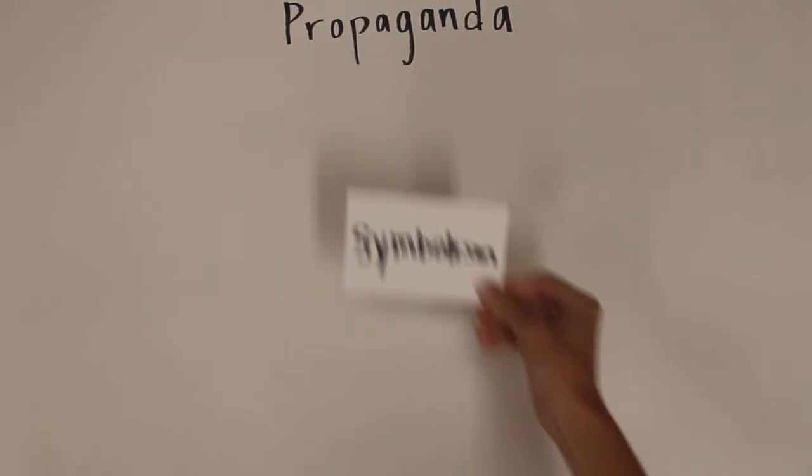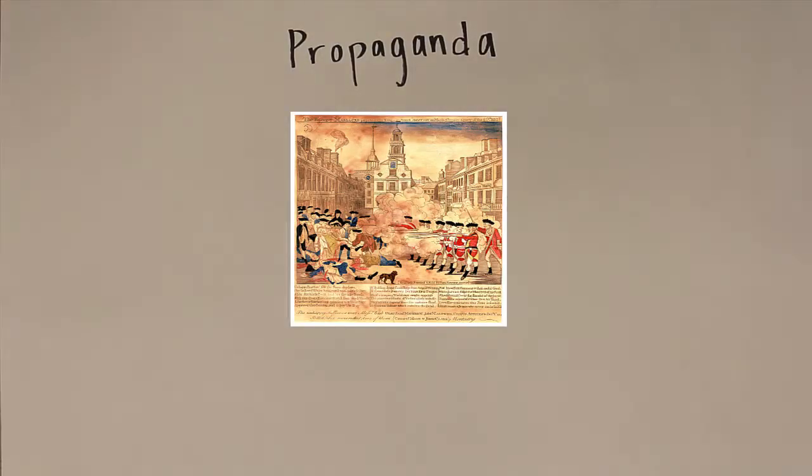Propaganda almost always involves some degree of symbolism. Here, the red is used to represent the redcoats in their uniforms. Blue is used to represent the blue uniforms of the patriots, and the dog was chosen as a symbol of loyalty.